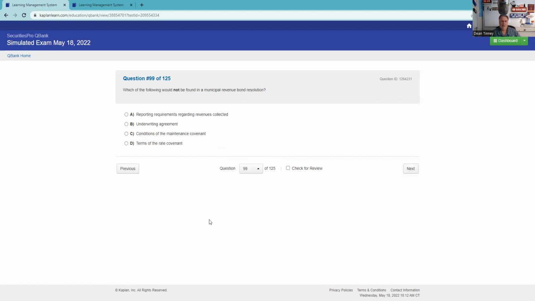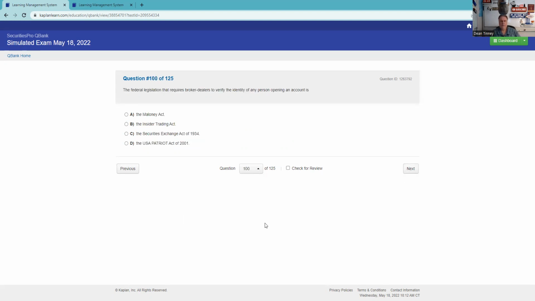Which of the following is not found in a municipal revenue bond resolution? The reporting requirements regarding revenues collected, A, the underwriting agreement, the conditions of the maintenance covenant, terms of the rate covenant. Well, remember, the underwriting agreement is between the issuer and the underwriter. So I'm going to go for B. That just seems odd man out, Sesame Street.